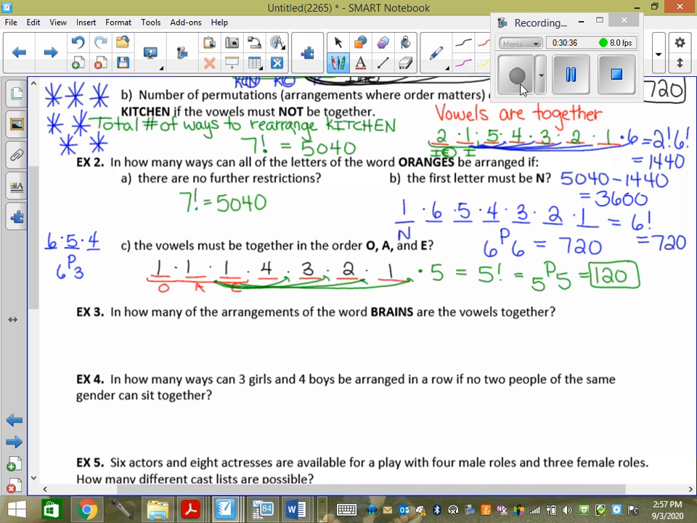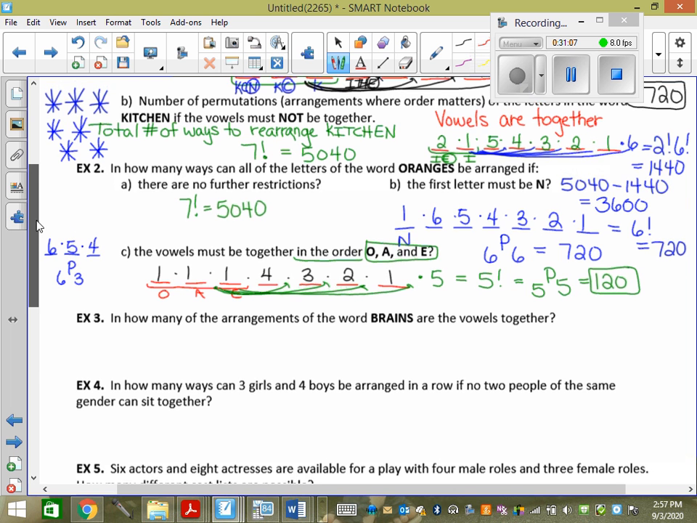Why wouldn't I put 3, 3, 2, 1 instead of 4, 3, 2, 1? Since there's 3 vowels, you have to put 3. Oh, okay, I get what you're saying. It's just because it says in the order. Good question. It says in the order O, A, E, so it has to be in that order. I only have one option for this one, it's O. I only have one option for this one, it's A. I only have one option for this one, it's E.